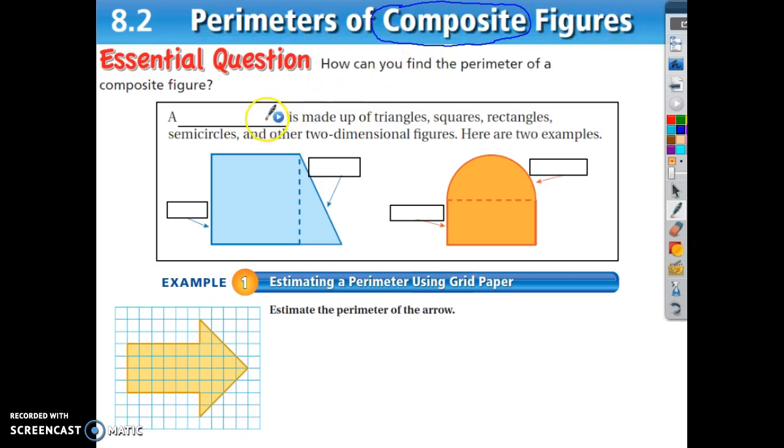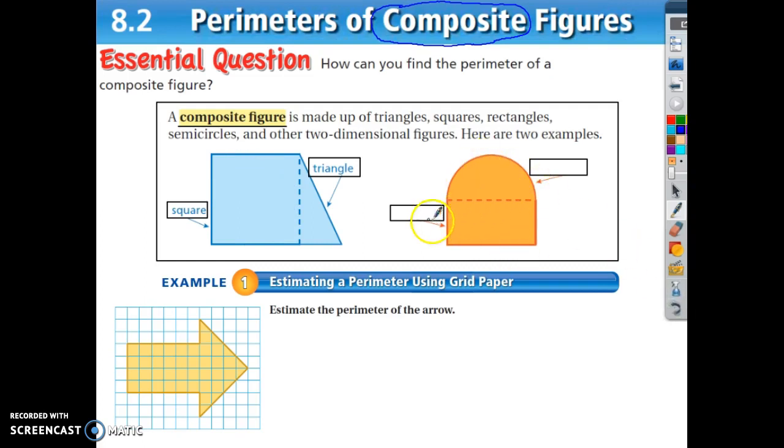So first, for a definition, a composite figure is made up of triangles, squares, rectangles, semicircles, and other two-dimensional figures. And here's a couple examples. This entire blue shape is a composite figure because it's composed of a square and a triangle. We put this square on the left together with the triangle that's on the right. We put these two together to form the entire blue figure that we have.